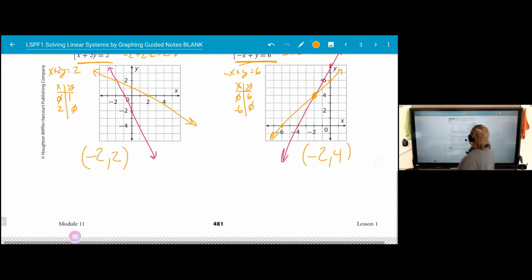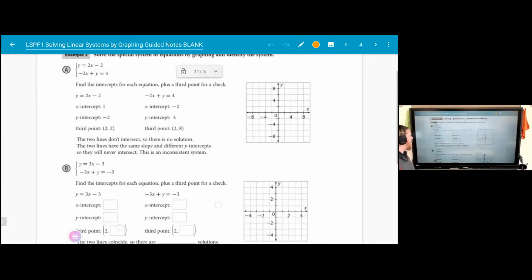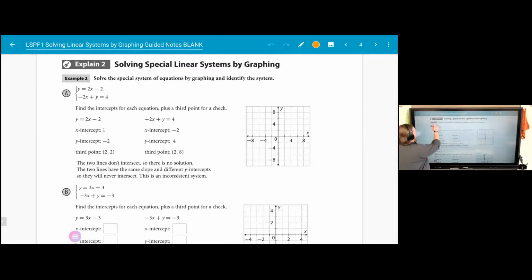Okay. What if we have a special linear system? I'm going to look at this one right here. I'm just going to graph this one and ignore everything else. It says y equals 2x minus 2. So my y-intercept is -2. I hate when they switch these around. My slope is +2. Up 2, right 1.